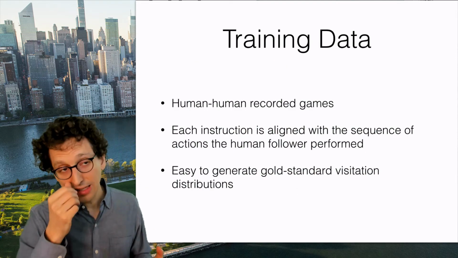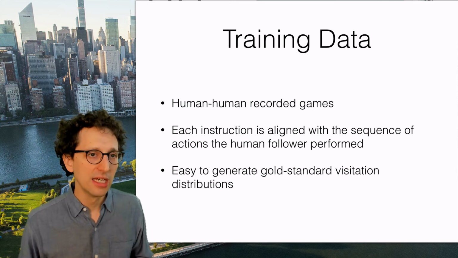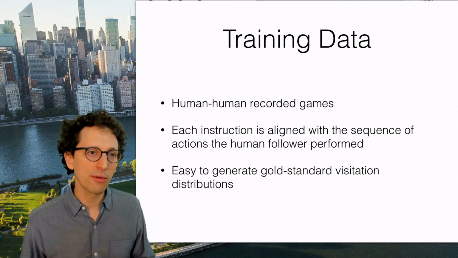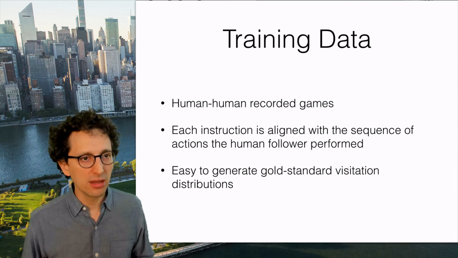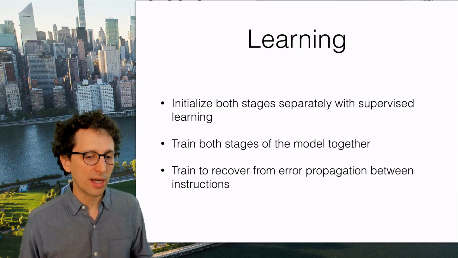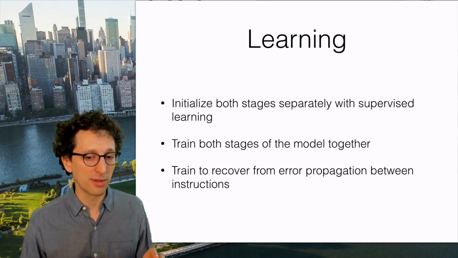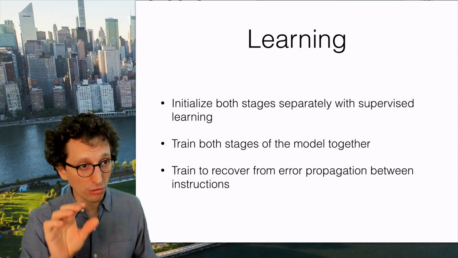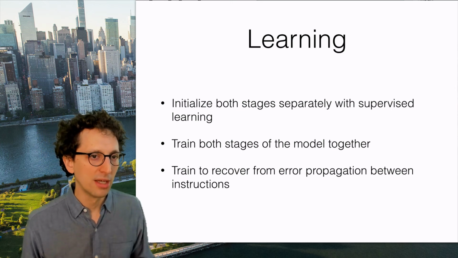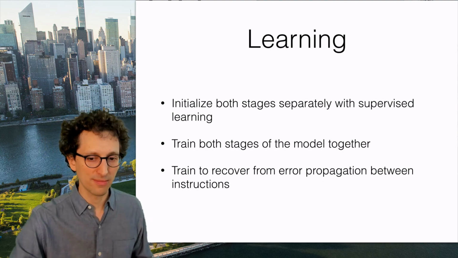Okay, so for the training data, we have these human-human recorded games that we collected using the Wizard of Oz scenario on Mechanical Turk. Because of the interface, each instruction is exactly aligned with the sequence of actions the human follower performed. So it's very easy to generate gold standard visitation distributions. This allows us to basically use supervised learning, where we have this auxiliary objective in the middle that allows us to initialize both stages separately, because we have these gold standard plans. And then after we do this, we train both stages together to fine-tune them, and at the same time we train to recover from error propagation between instructions.